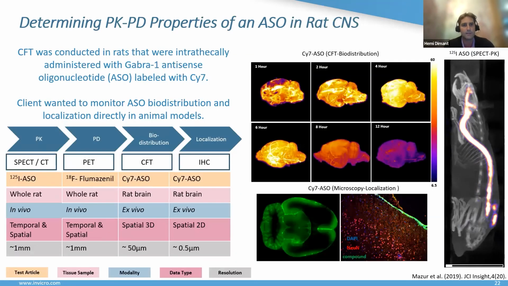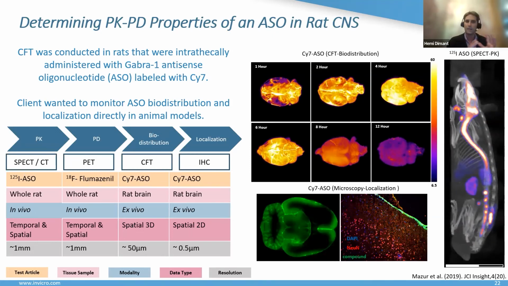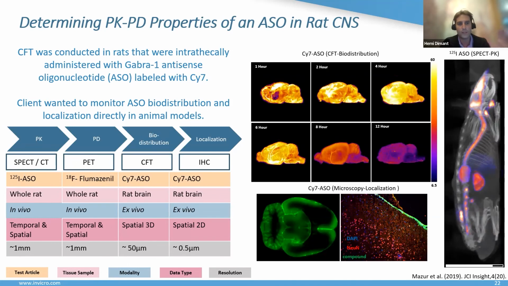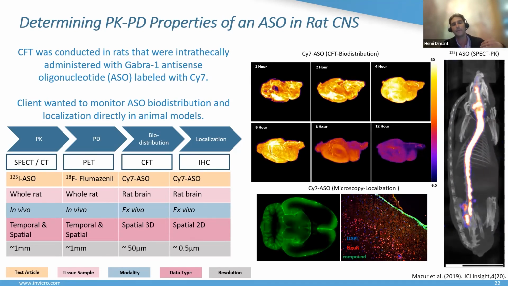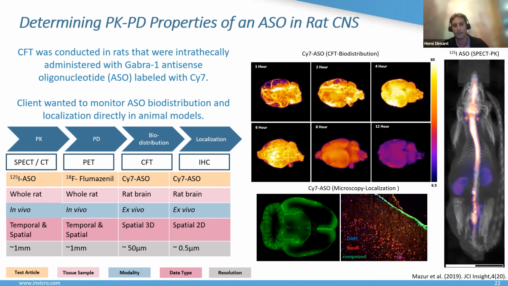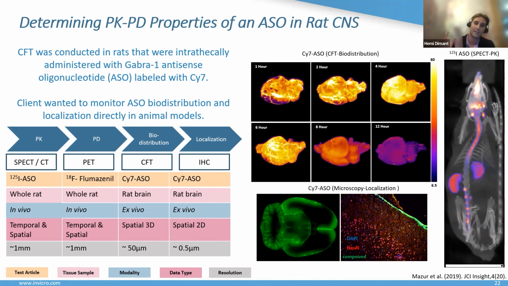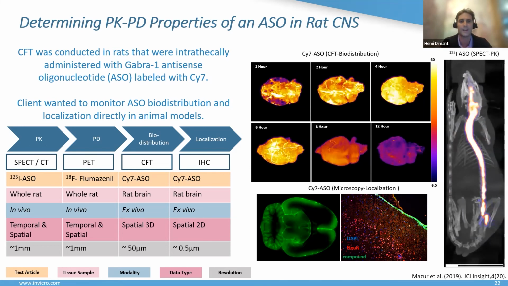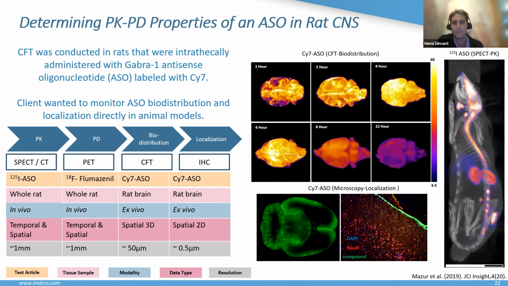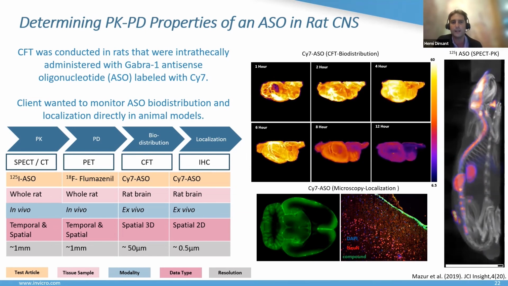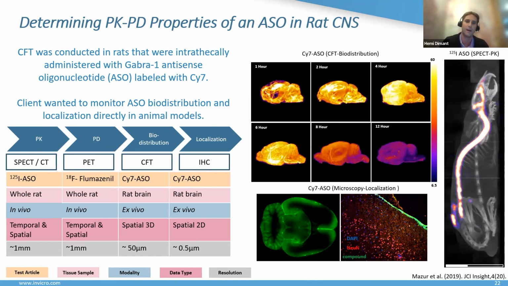So to summarize, we've combined here in one or two cohorts: we did PK, looking at the distribution of the ASOs with SPECT data, then combined it with PET data to look at the PD, flumazenil uptake, then added CFT to understand in high resolution the spatial distribution of the ASOs in the brain, and confirmed with IHC, down to the cellular level, where the ASOs are ending up.